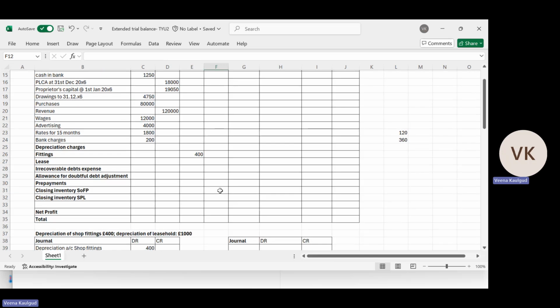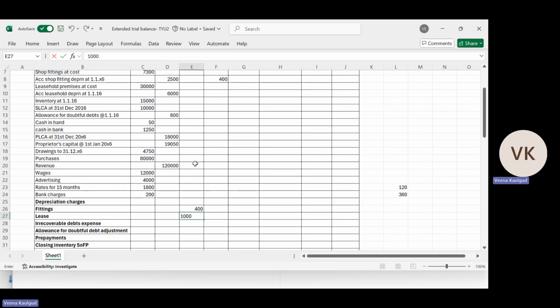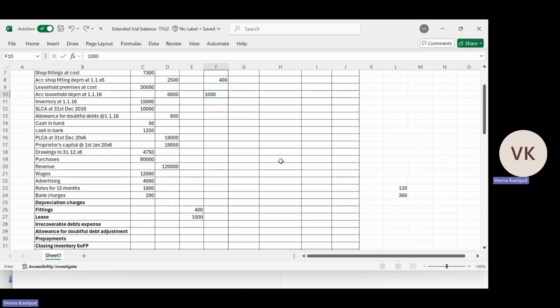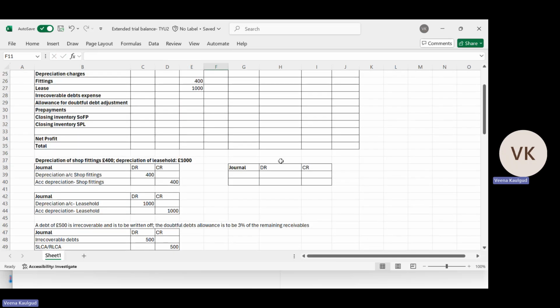Then for the leasehold, it is 1,000. So I'm going to record on the debit side here as 1,000, and I'm going to record on the accumulated depreciation for leasehold on the credit side as 1,000. So this is your first journal. I'm done, first and the second.